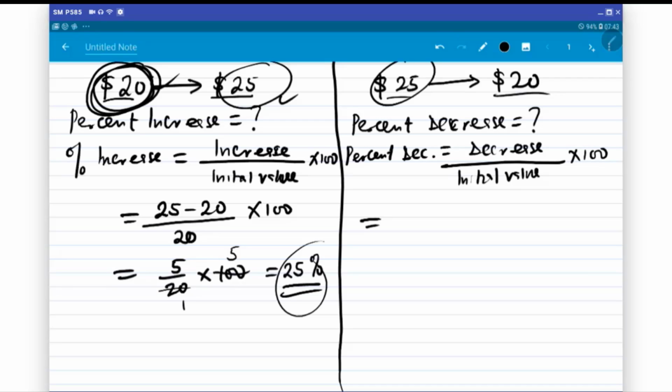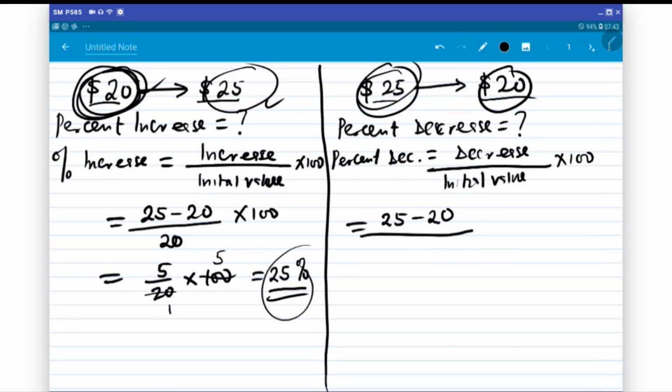And our decrease will be what? The initial minus the final, all right, divided by the initial, where the decrease started from, and that is 25, times 100. And what does this give us? It gives us 5 over 25 times 100. So here 1, here 4. So 4 times 5, we have 20%.